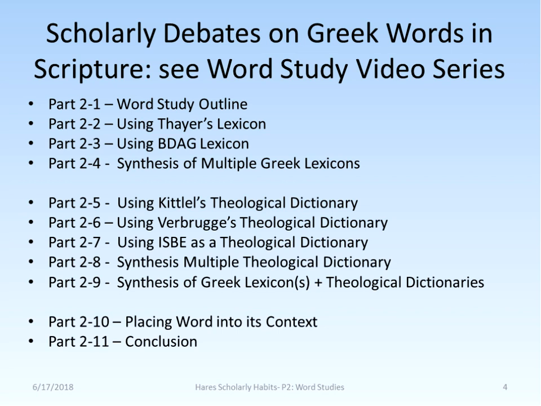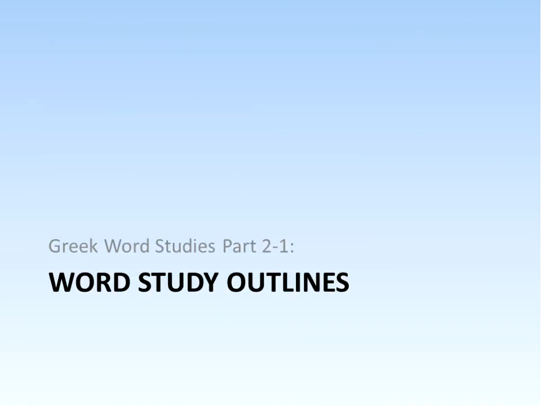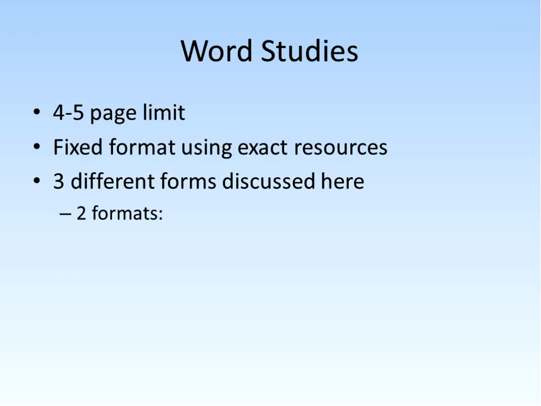The first method we're going to look at is various outlines that are appropriate. A Greek word study is a very formalized approach. You have a 4 to 5 page limit. It's a fixed format using exact resources, and we'll discuss 3 different forms. Really, the forms are based on 2 different formats.